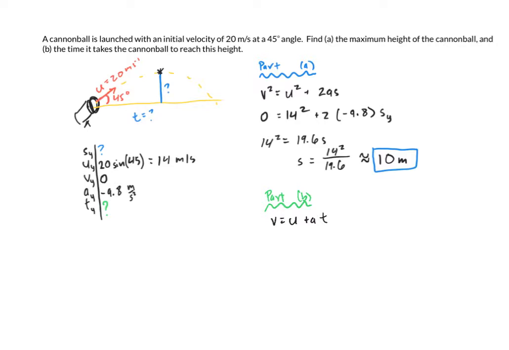So again, I'm going to plug in my numbers from my SUVAT table, and I get 0 equals 14 minus 9.8t, which gives me t is equal to 1.4 seconds. And there you have it, folks. You now know how to figure out the maximum height of a projectile and the time it will take that cannonball to reach its maximum height.